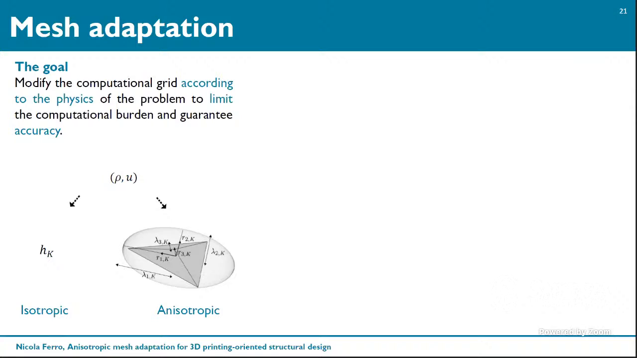Instead, when we talk about anisotropic mesh adaptation, we have to take into account more quantities. In particular, the elongated element that we are dealing with can be determined in terms of size, shape, and orientation that can be changed throughout the iterations. So we have to determine more quantities. In particular, we have to identify some geometric quantities related to the element K that here I call lambda and R. And I will give you more details on what they relate to later on.